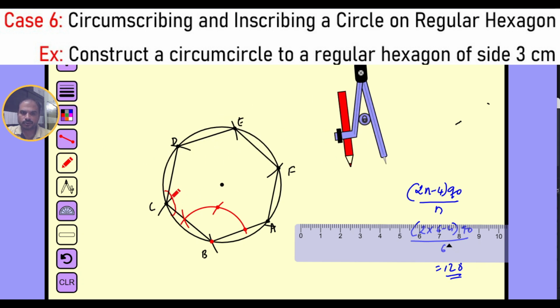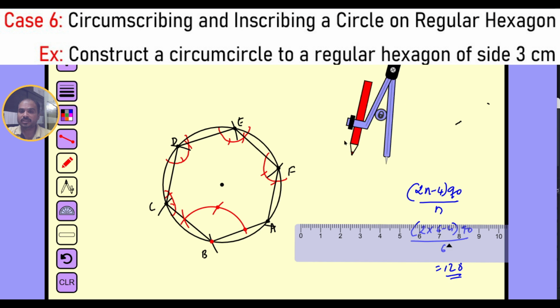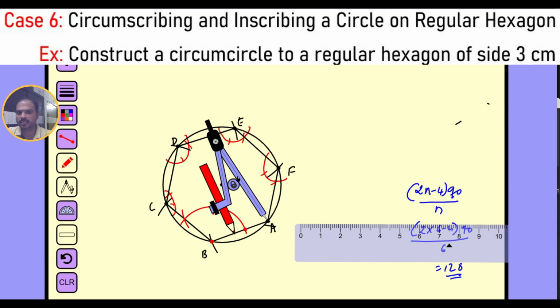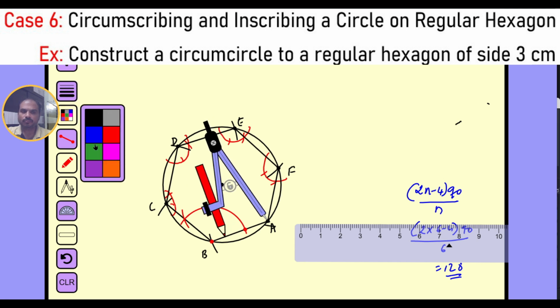Like that you have to show at each and every vertex, children. Here also you have to show, here also, here also. The method you need to understand, children. Later, to draw the circumcircle, what we did in the case of a triangle was construct the perpendicular bisectors of the sides. Here you have to construct the perpendicular bisector of non-parallel sides. In a triangle there won't be parallel sides, but here there are parallel sides. So any non-parallel sides you choose, you have to construct the perpendicular bisector of them.